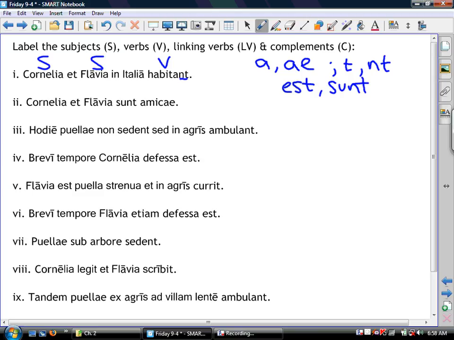Okay, so let's take a look at number 2. Cornelia et Flavia sunt amicae. Again, Cornelia and Flavia are the subject. Sunt this time is one of our two linking verbs. And then when you have a linking verb, you're going to have a complement. Remember, the complement renames the subject. And so here that would be amicae.